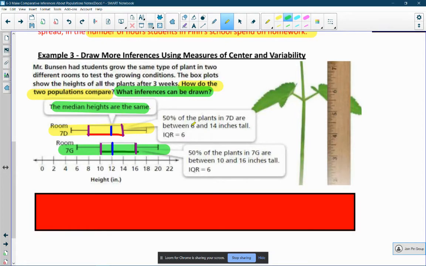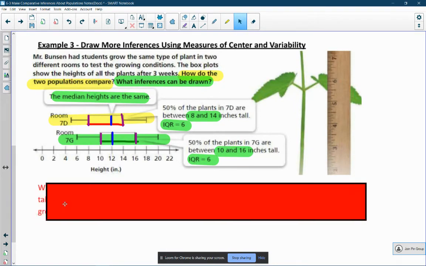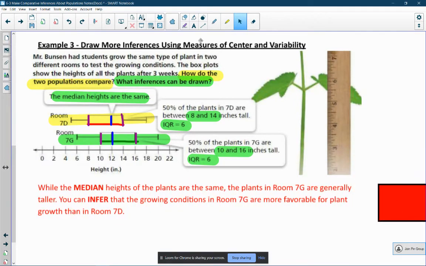So the IQR for 7D is between 6 and 14, an IQR of 6. Here, they're 10 and 16, from first to third, also an IQR of 6. So it's just an inference that we can make based on what we're looking at. We can say, while the median heights are the same, the plants in room 7G are generally taller.